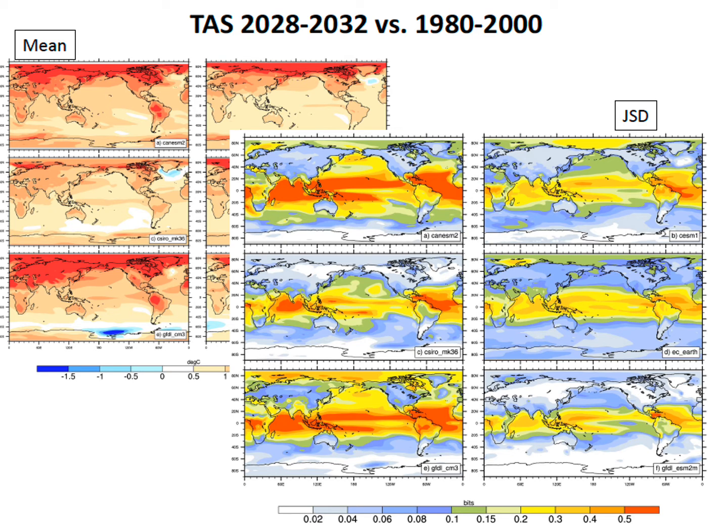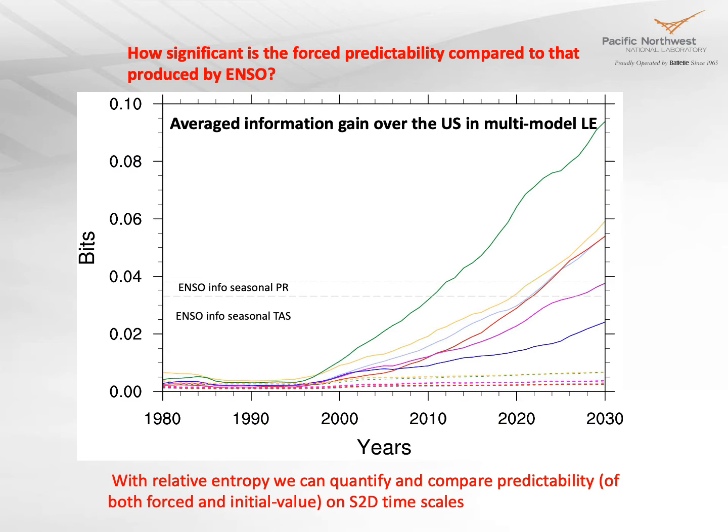I also did the calculation for precipitation, but due to the time limit, now I have to jump to the second question. How significant is the forced predictability compared to that produced by ENSO? This plot shows the information gain averaged over the continental US in TAS, solid, and precipitation, dashed, from the 6 large ensembles. They are all from the daily data.